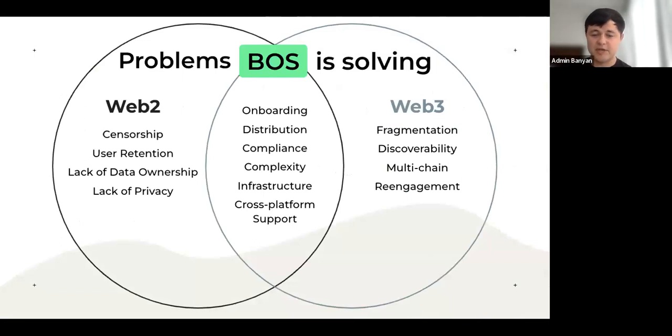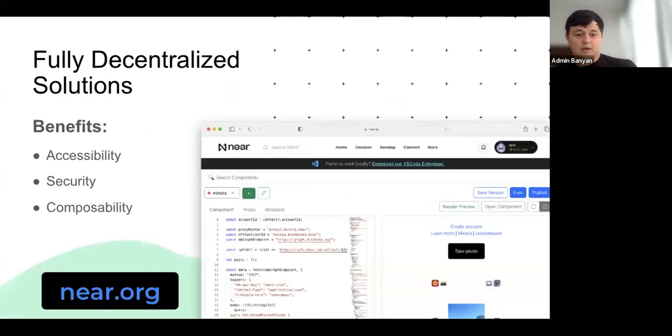And in the middle, these are common problems across both Web 2 and Web 3. So you can just review those to understand why BOS matters and how it really impacts the world of web development and opens the web. So we're talking about fully decentralized solutions, and the takeaway, the benefits are accessibility, security, and composability. So if you want to check it out and follow along, please go to near.org.